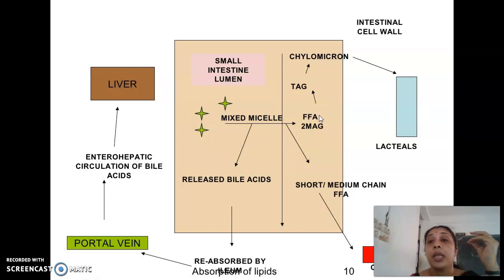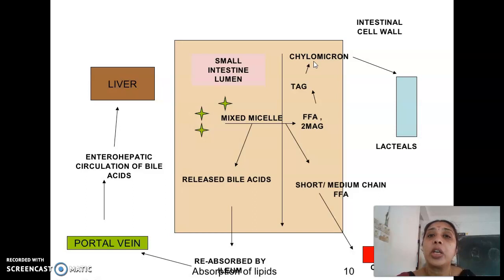So they have to be taken up by the chylomicrons. What are chylomicrons? Chylomicrons are lipoproteins, which are responsible for transporting lipids: dietary lipids, fat soluble vitamins, cholesterol, phospholipids. We call these transport molecules lipoproteins. There are different types of lipoproteins. The dietary lipids are transported by the lipoprotein mainly known as chylomicrons.